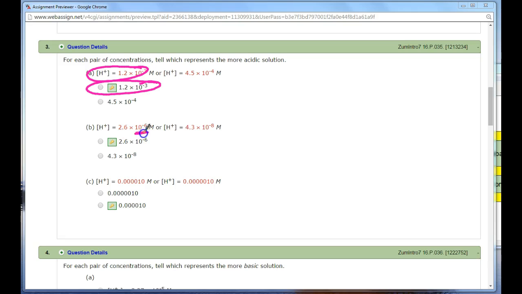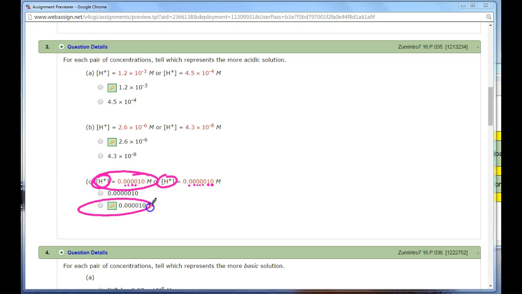In this next one, I see a minus 6 and a minus 8. The one that is bigger is really the minus 6, so that is our more acidic solution. And that's just because we're comparing H's and H's. Now let's look at this one. This one has 1, 2, 3, 4 zeros, and this one has 1, 2, 3, 4, way more. So this one is the bigger one, hence that was the one that was circled.